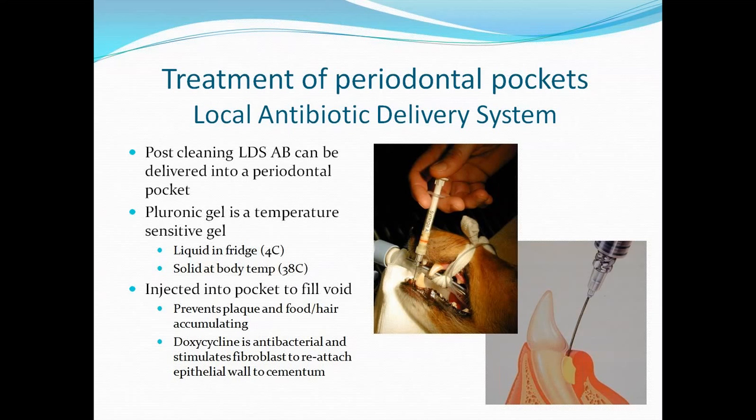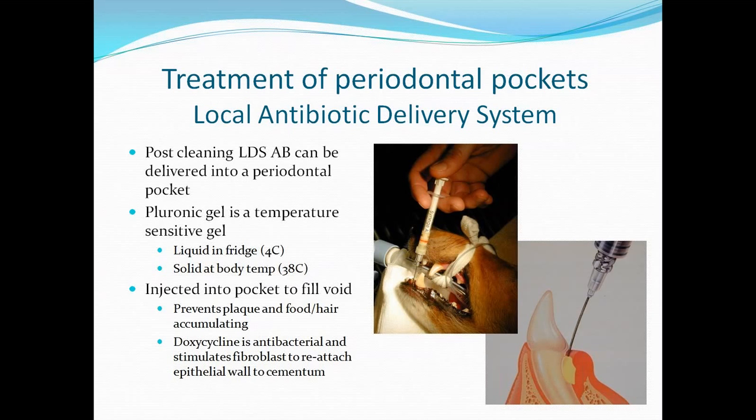So it actually binds to collagenase, which is one of the enzymes that are produced by macrophages and bacteria to break down the surrounding collagen in the periodontal ligament. It also stimulates fibroblasts, so we get fibrin being produced, and we'll get reattachment of the epithelium onto the wall of the tooth, onto the cementum.